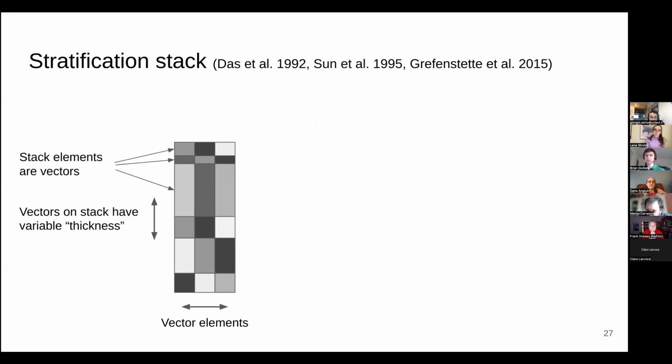All right, so there were two main styles of differentiable stack prior to our work. The first one we'll look at is a model by Das et al. and Sun et al., later revisited by Grefenstette et al. We call this the stratification stack because it represents its elements as layers of variable thickness. The stack elements themselves are vectors, and each is associated with a thickness value between 0 and 1. A helpful analogy is to think of it as a wedding cake with layers, and the stack elements are like layers of a cake of varying thickness.